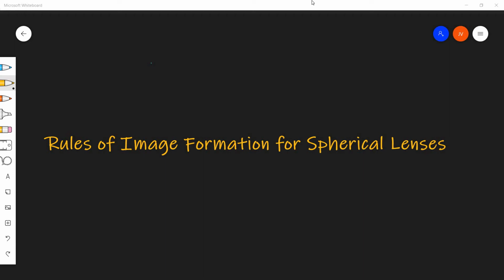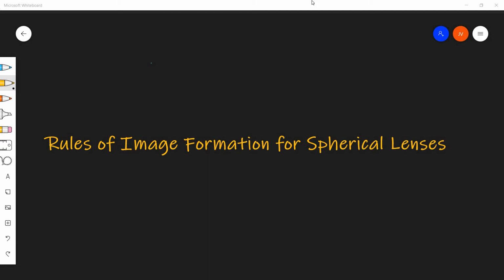In this video, we will learn about the rules of image formation for spherical lenses, that is, convex lens and concave lens. When a ray of light is incident on a lens, then after refraction, the path it follows is made into rules. There are three rules of image formation for spherical lenses.